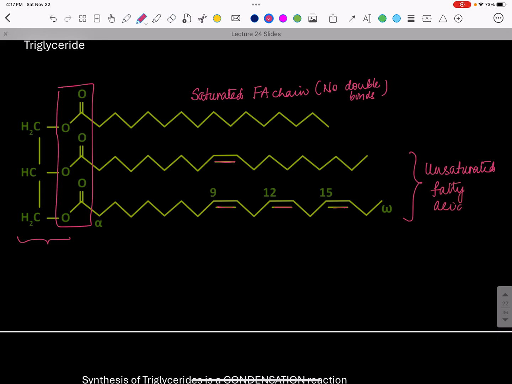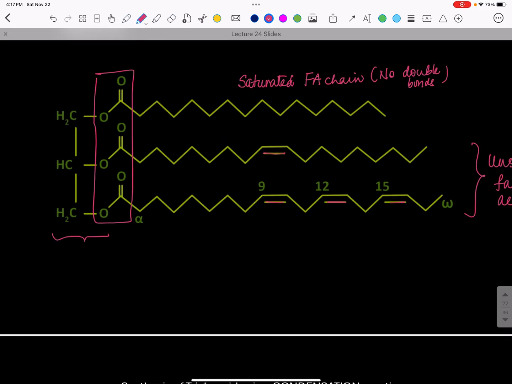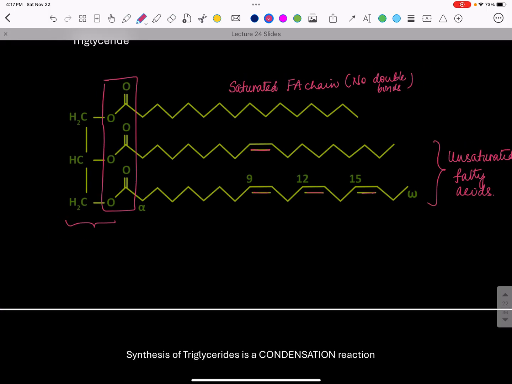So we can have a mixture of these, like we can have just one saturated fatty acid, two unsaturated, or any combination of these ones. And that is all dependent on where they are present in the body and what is the functional role it decides. That decides what type of fatty acids are present in these triglycerides.